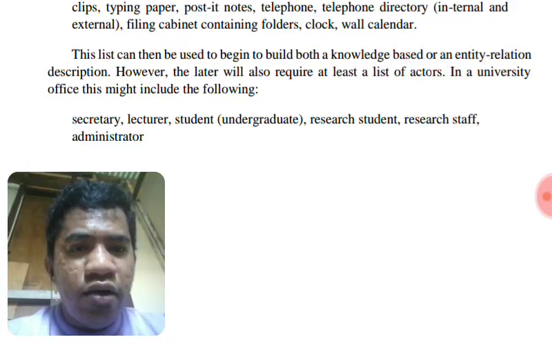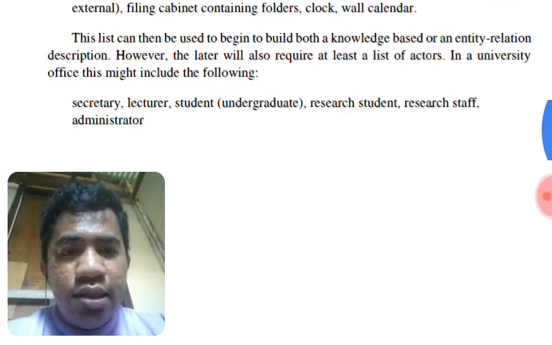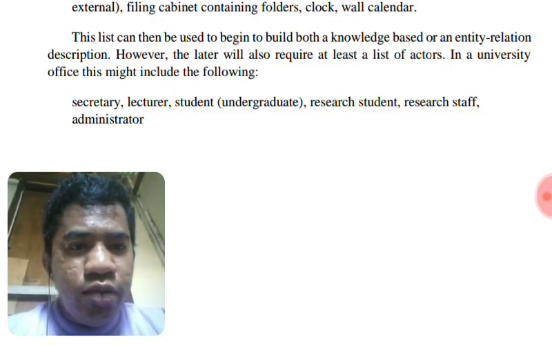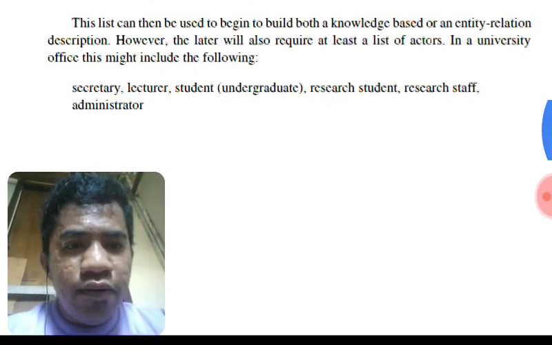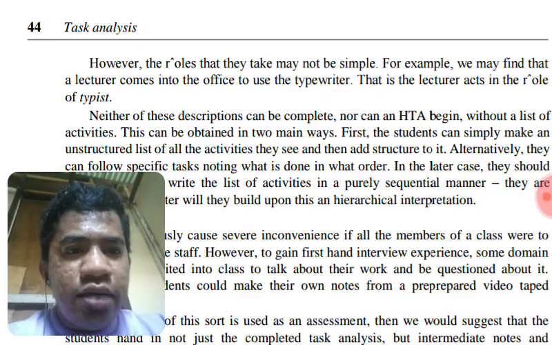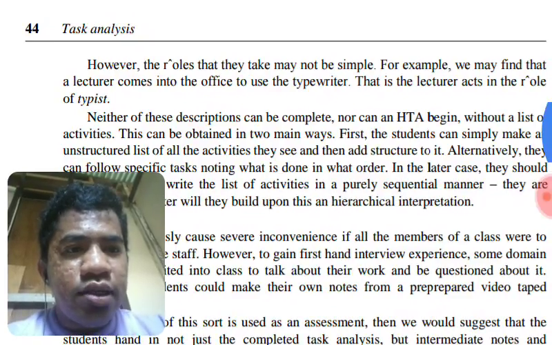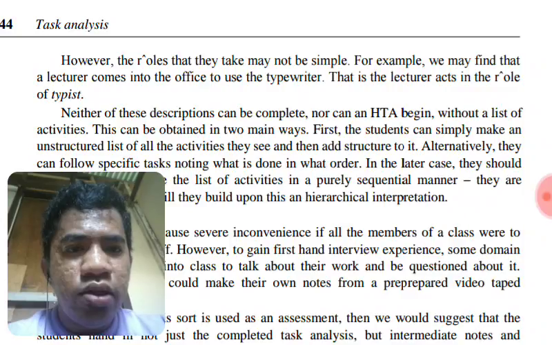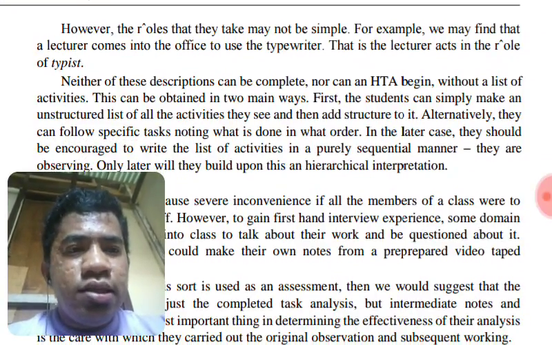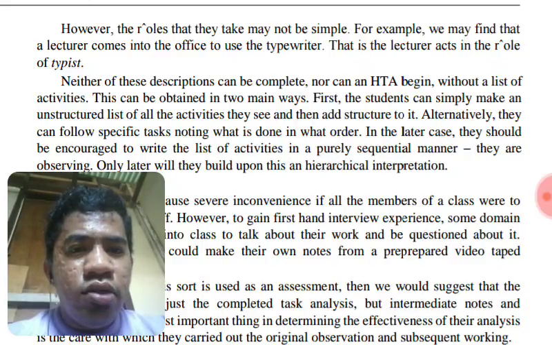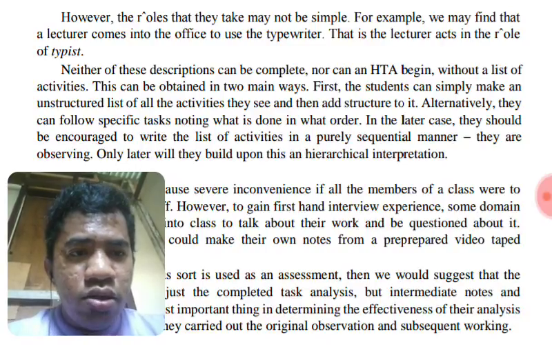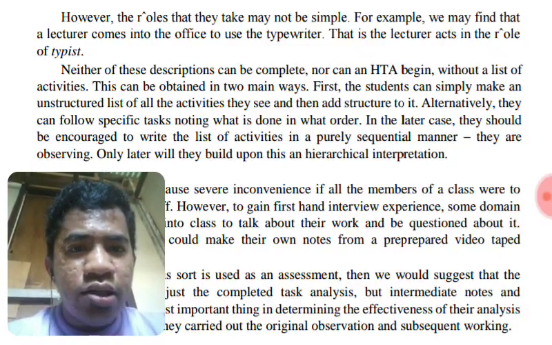In a university office, this might include the following: secretary, lecturer, student and undergraduate, research student, research staff, administrator. However, the roles that they take may not be simple. For example, we might find out the lecturer comes into the office to use the typewriter. That is, the lecturer acts in the role of typist. Neither of these descriptions can be complete, nor can an HTA begin without a list of activities.